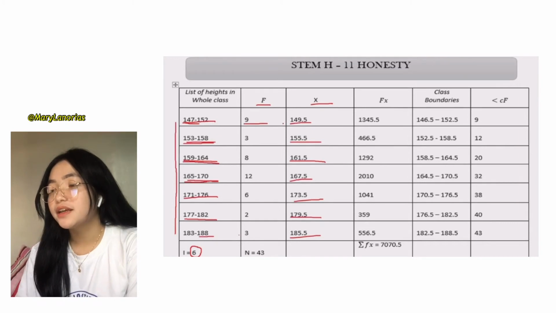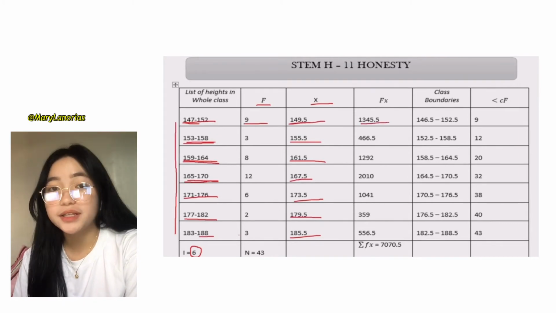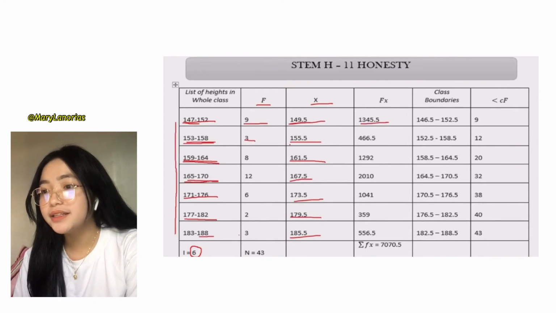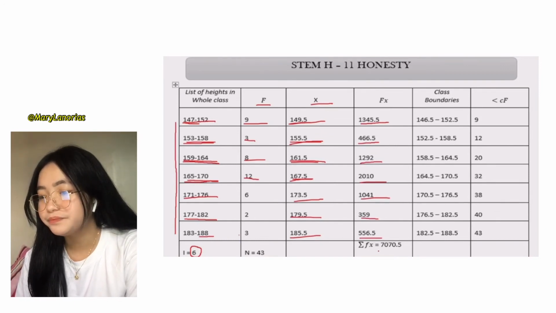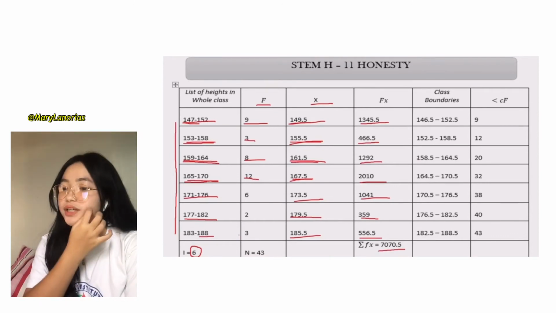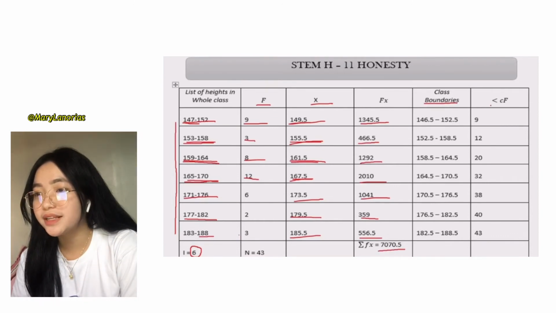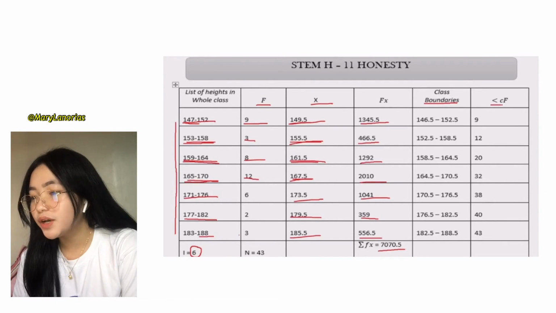For the next column, we have the product of our frequency and our class mark. So 9 times 149.5, we get 1,345.5. 3 times 155.5, we now have 466.5. 8 times 161.5, we now have 1,292. And 12 times 167.5, we now have 2,010, and we do it for the rest. For the total of the product of the frequency and our class mark, we have 7,070.5. And we have our class boundaries here.